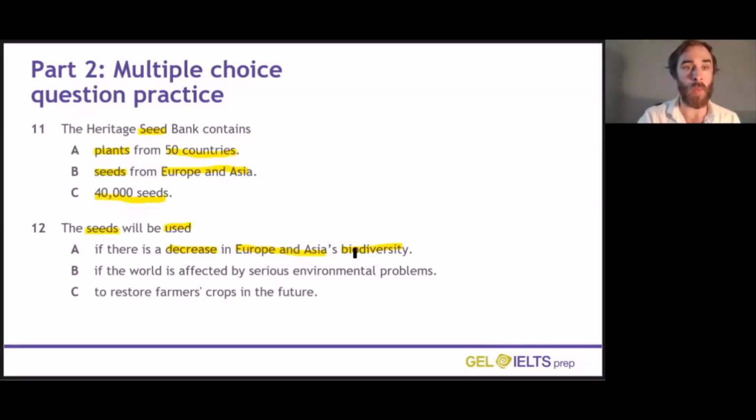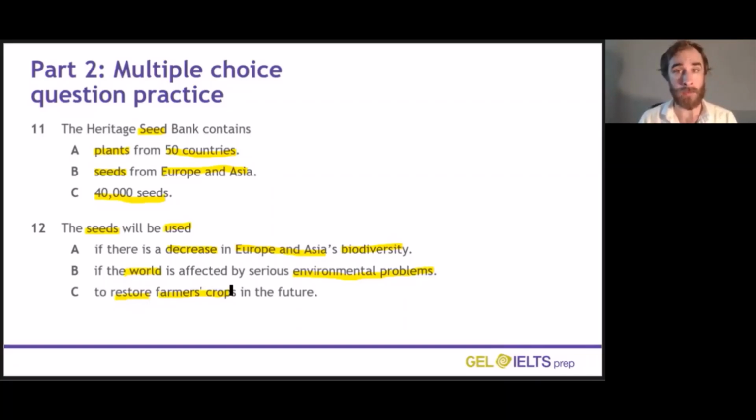B, if the world is affected by serious environmental problems. So we're going to be listening for any language which talks about the whole planet being affected by serious environmental problems. And finally, C, we have to restore farmers' crops. So it's going to be talking about agriculture, the food that farmers grow in their fields.